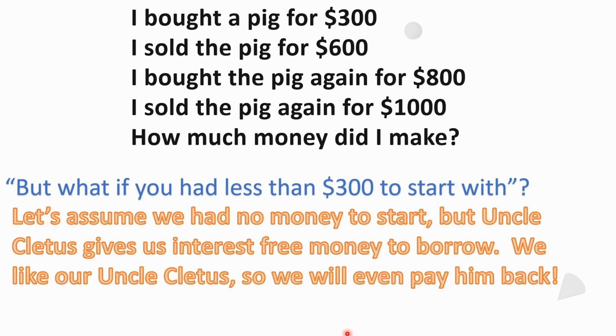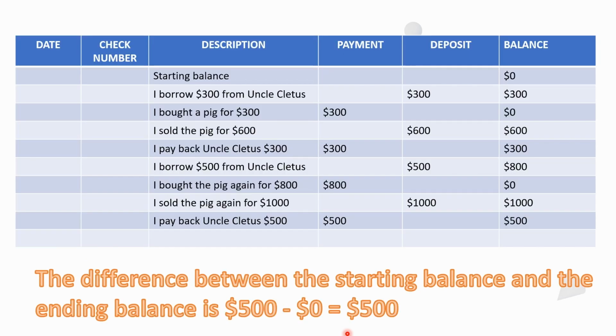So let's assume we had no money to start with. We had less than 300. Let's assume we have zero. We have no money, but we have our Uncle Cletus, and Uncle Cletus likes us a lot. So he gives us interest-free money to borrow. We like our Uncle Cletus a lot, so we're even going to agree to pay him back. We're still going to get $500 more than we start with, and I'll show you why.